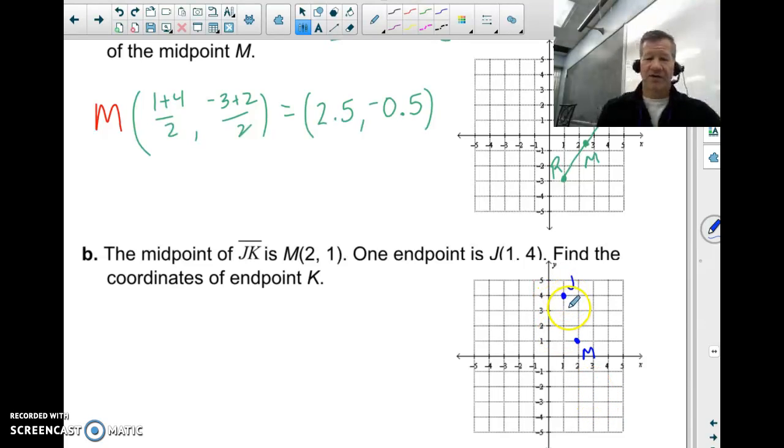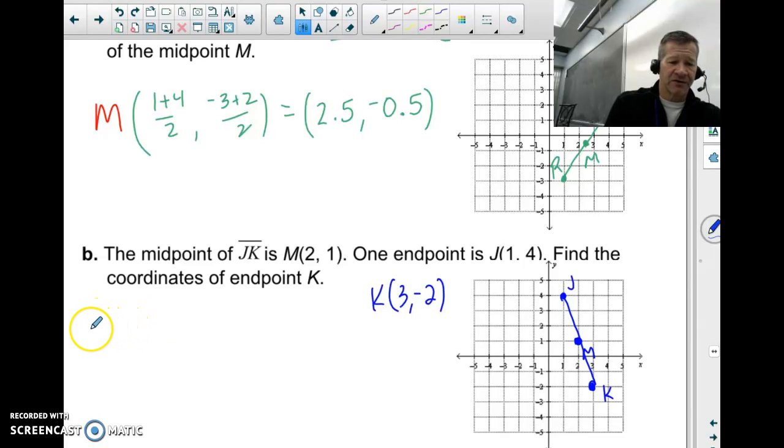Now, a way you can do this graphically is by using vertical and horizontal distances. I noticed that to get from J to M, I would have to go down 1, 2, 3, and to the right 1. Well, if I do that again, down 1, 2, 3, and to the right 1, I can tell where K is. Now, what are the coordinates of that point K? First of all, it looks reasonable. It looks like M is in the middle of J and K. So K would be 3 to the right and 2 down. So that would be the coordinates of our other endpoint.